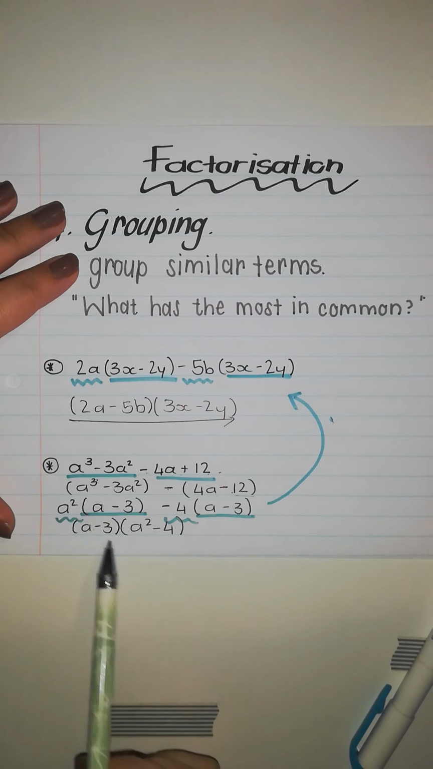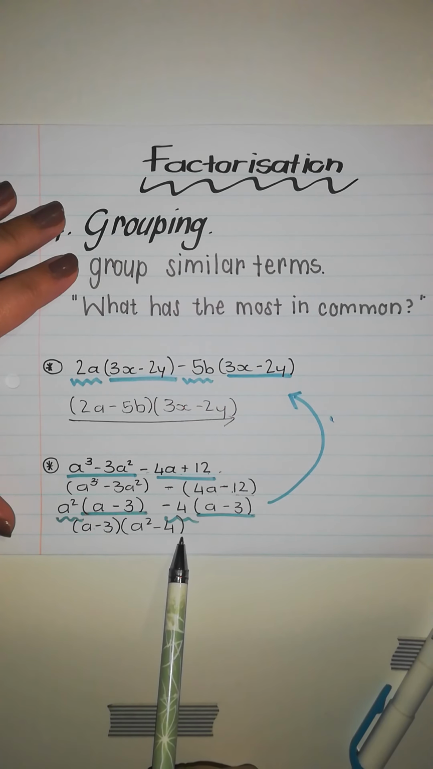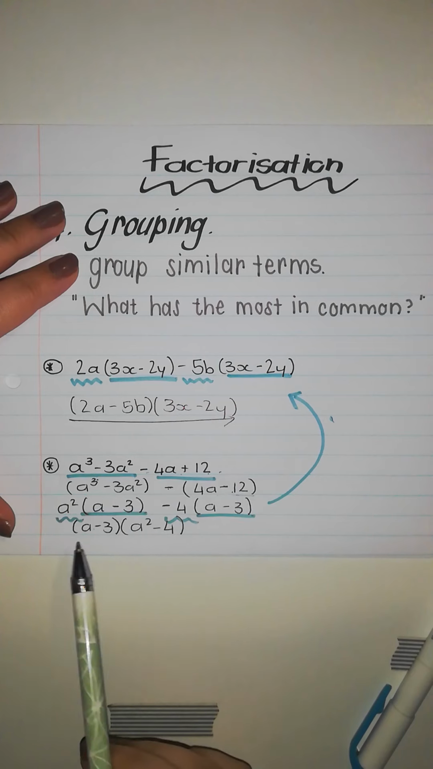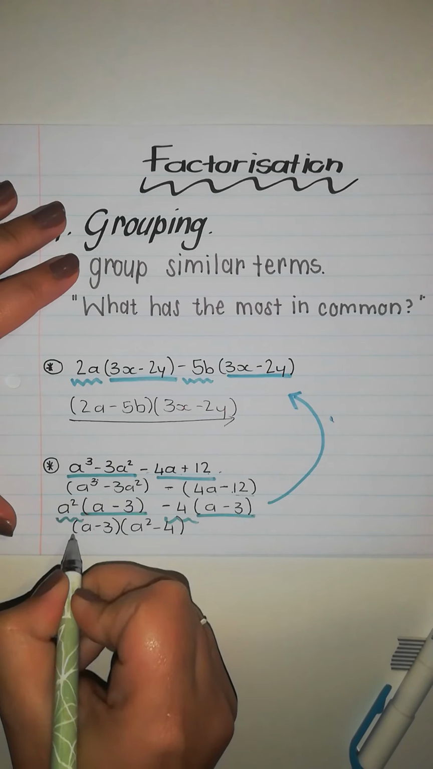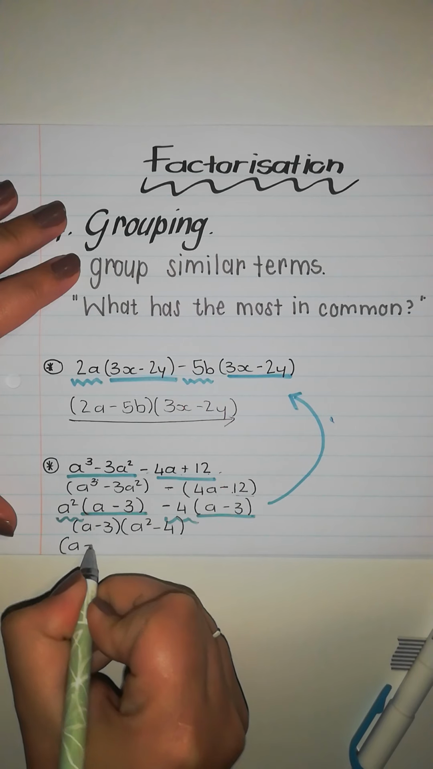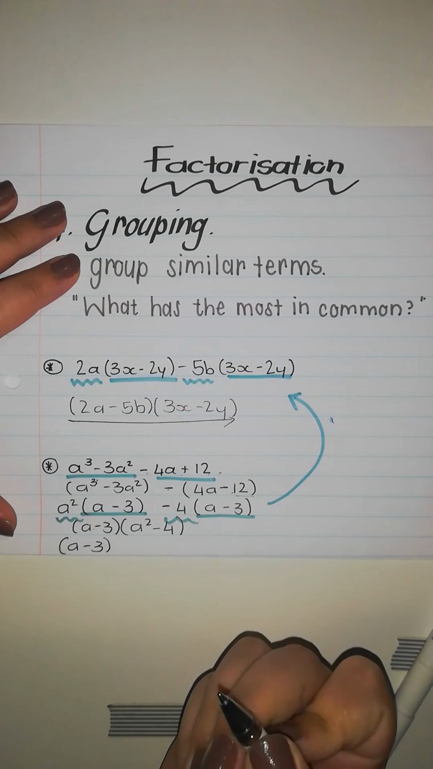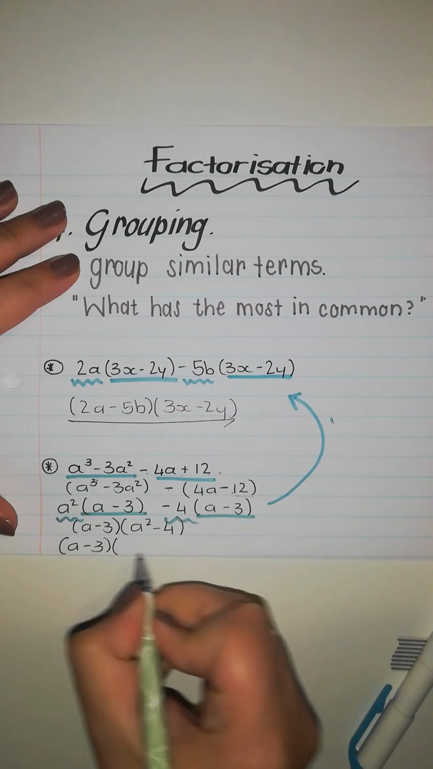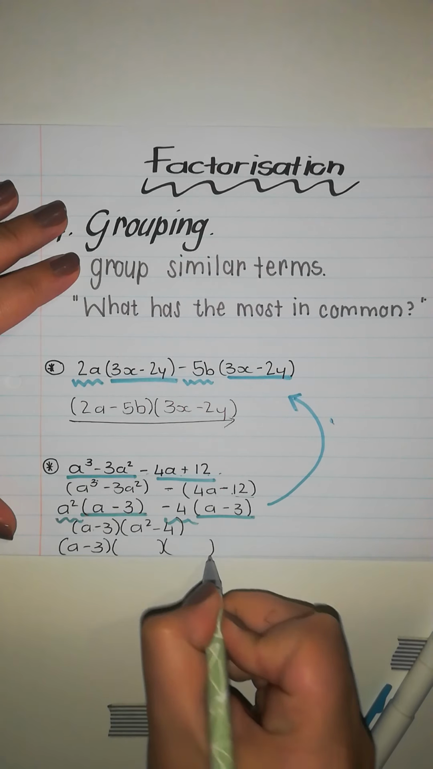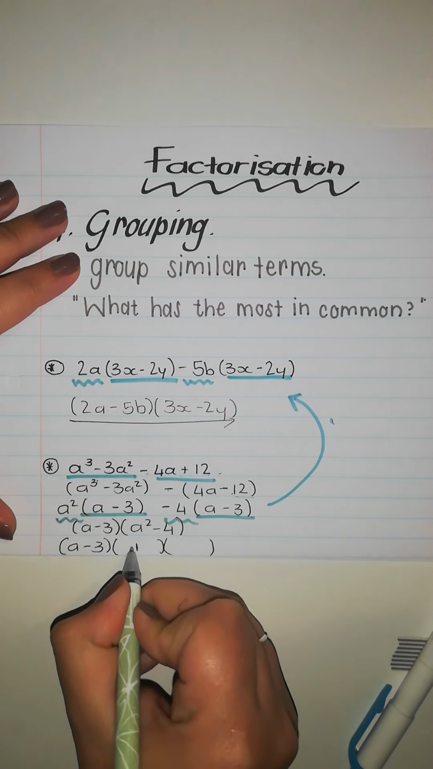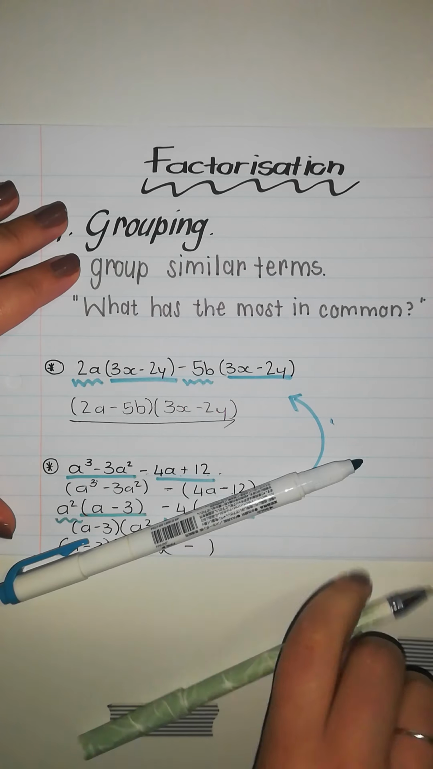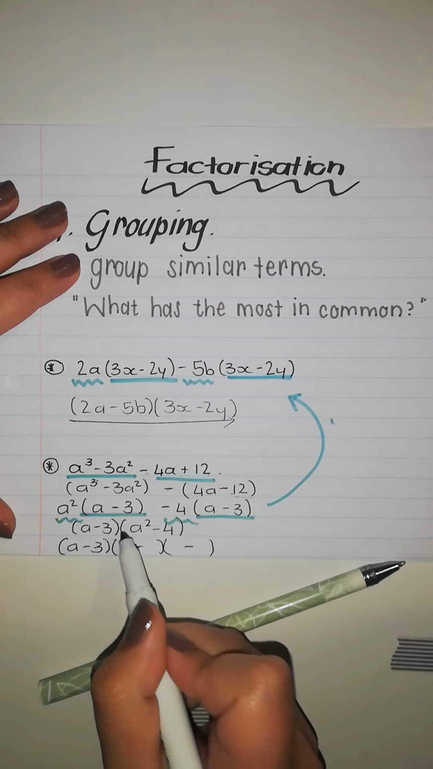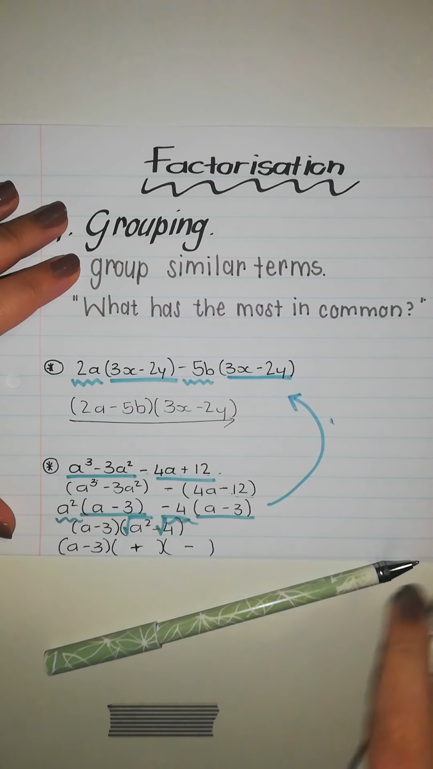Okay, now I'm going through my questions. One, is there something I can take out? No, there's not. Is there a difference of 2 squares? Definitely. So now I'm bringing this bracket down because I'm not doing anything with it. Now with a difference of 2 squares, I know I'm going to have 2 brackets. One is going to be positive and one is going to be negative, always. Then I'm going to square root these two.